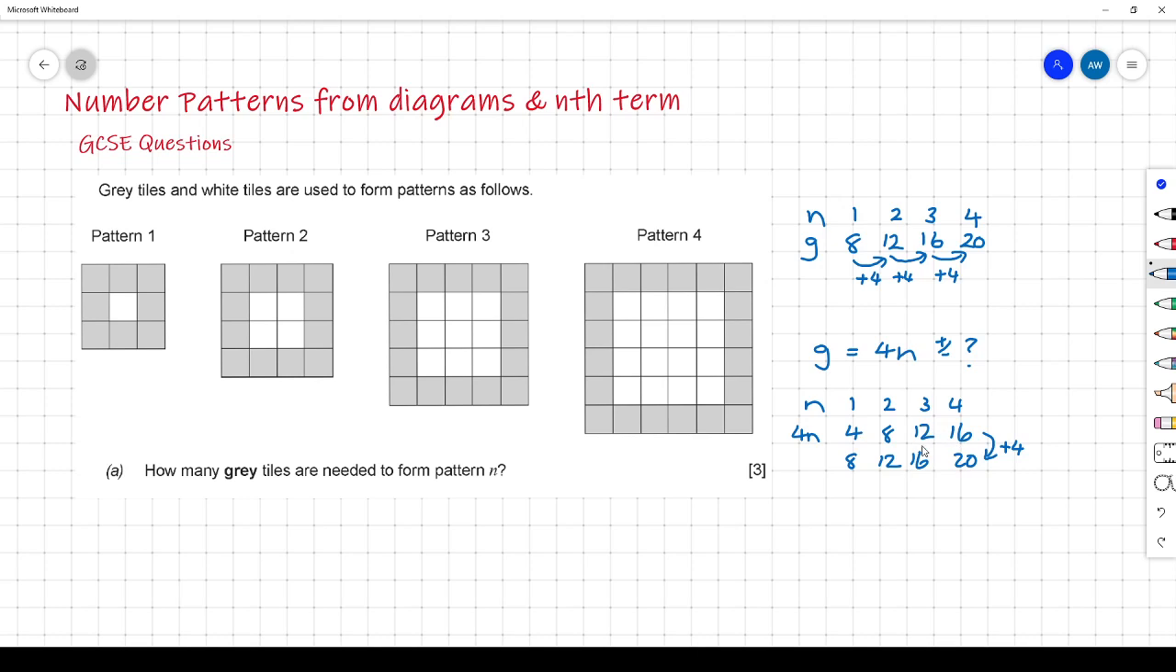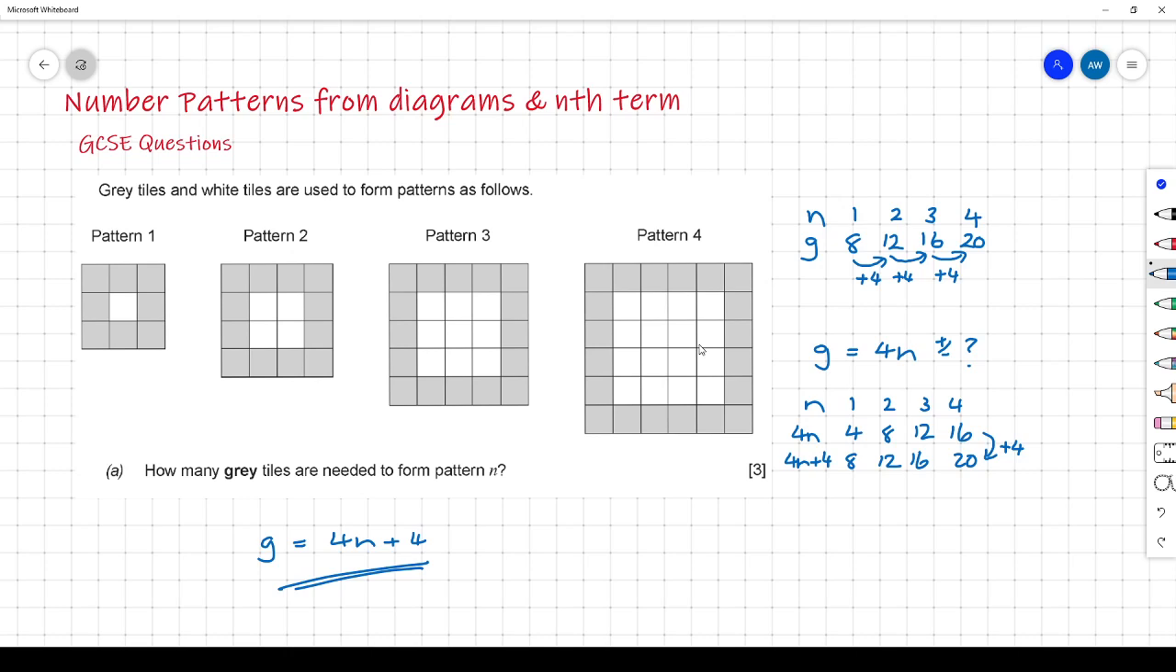Let's double check. 12 plus 4 is 16. 8 plus 4 is 12. 4 plus 4 is 8. So this sequence here is 4n plus 4. And there's our formula. The number of grey tiles needed to form pattern N is 4 times n plus 4. Our nth term formula for the number of grey tiles that we can see in those patterns.